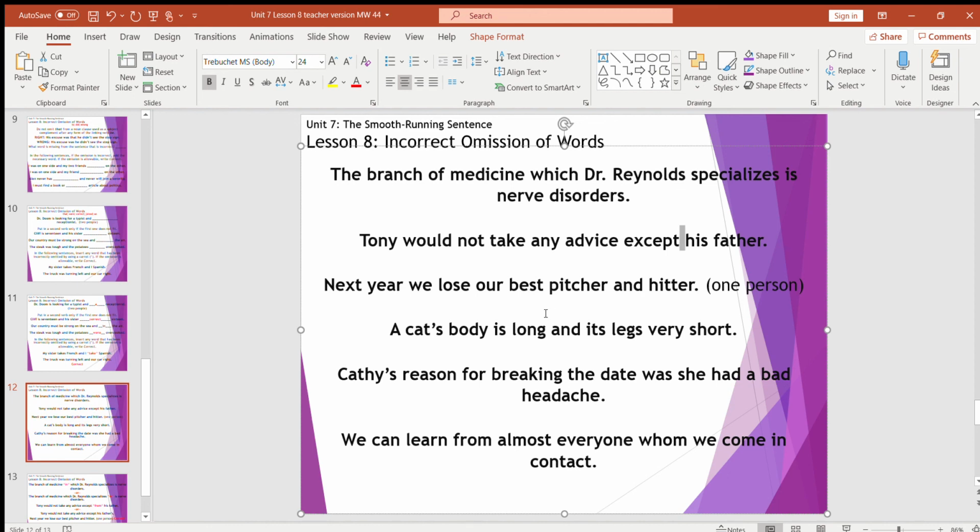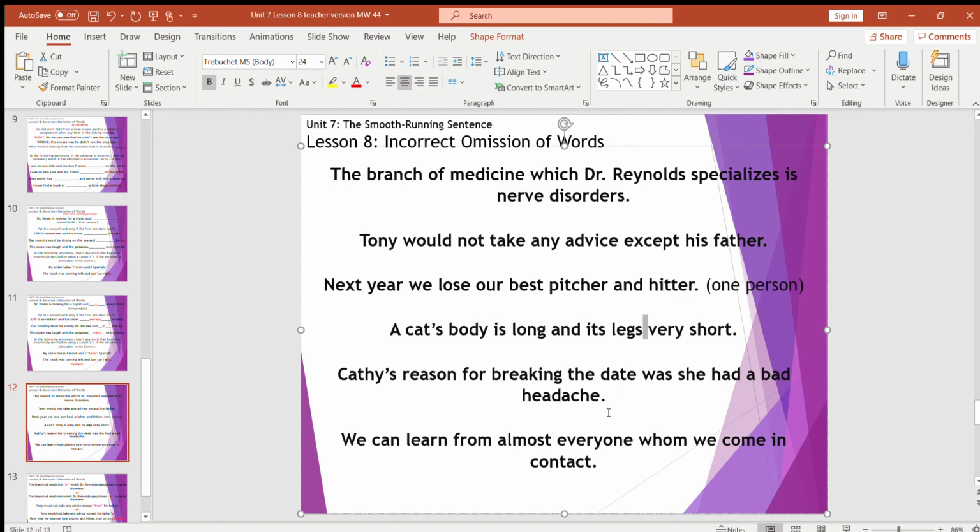A cat's body is long and its legs very short. So a cat's body is long and its legs is very short. Is that what you would say? No, you would say its legs are very short, so they would have to get fixed.